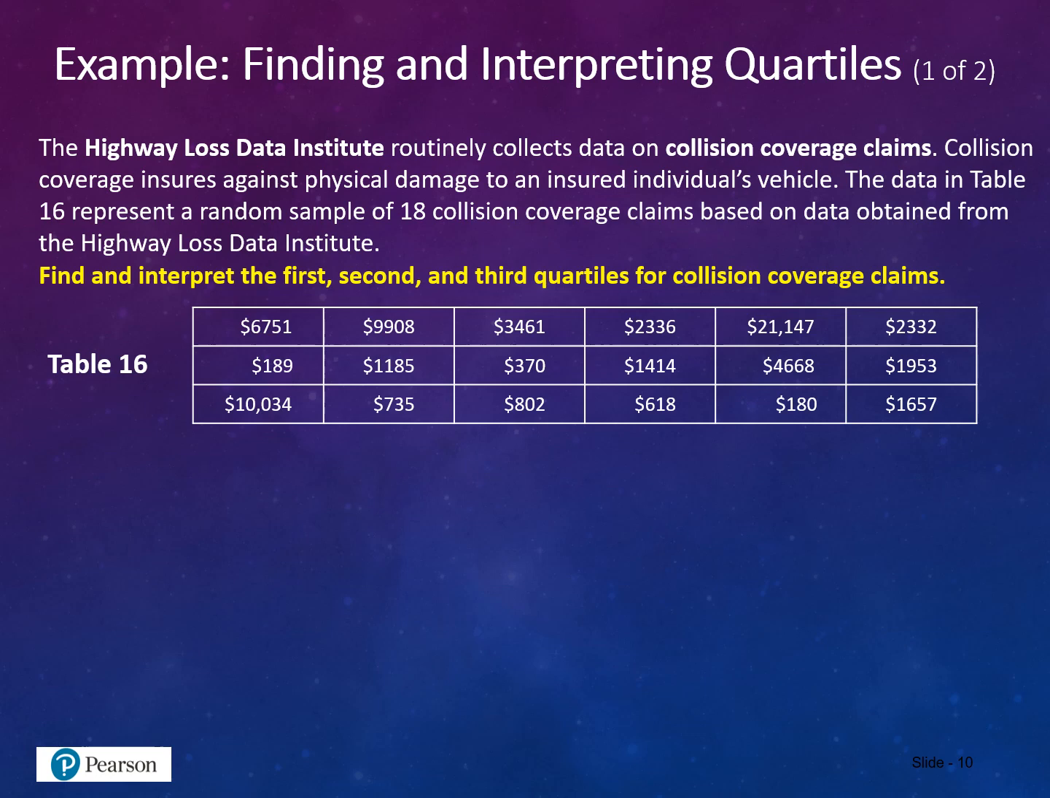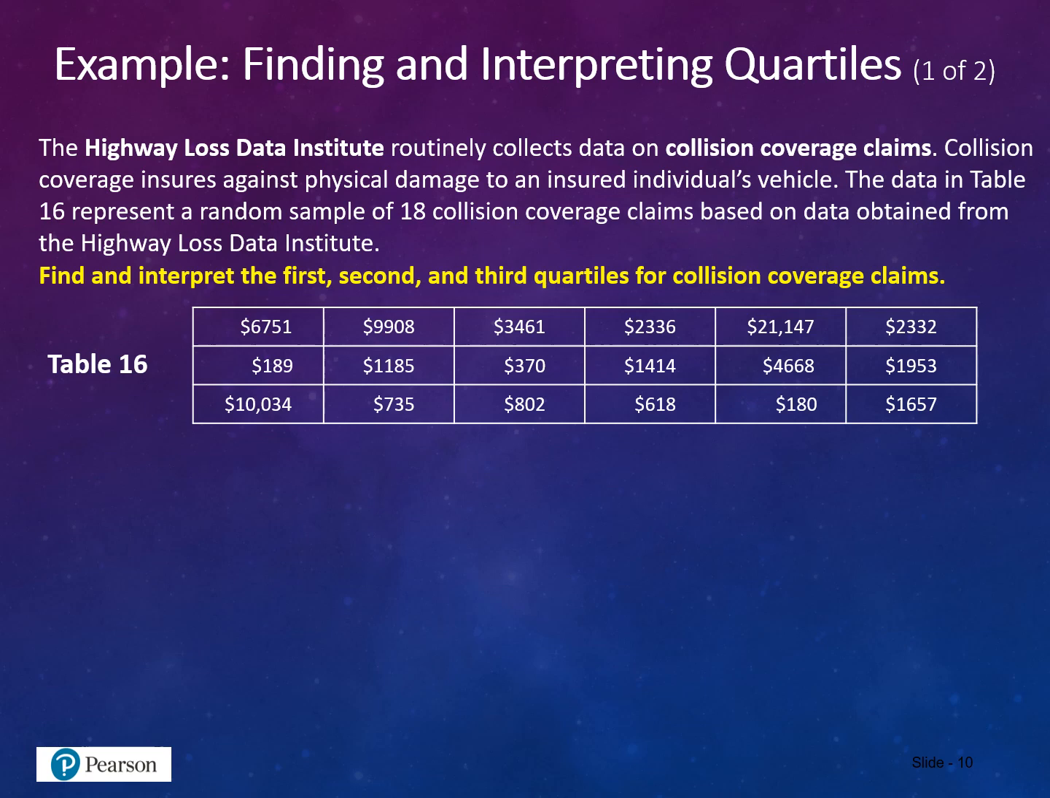The data in Table 16 below represents a random sample of 18 collision coverage claims based on data obtained from the Highway Loss Data Institute. Find and interpret the first, second, and third quartiles for collision coverage claims.